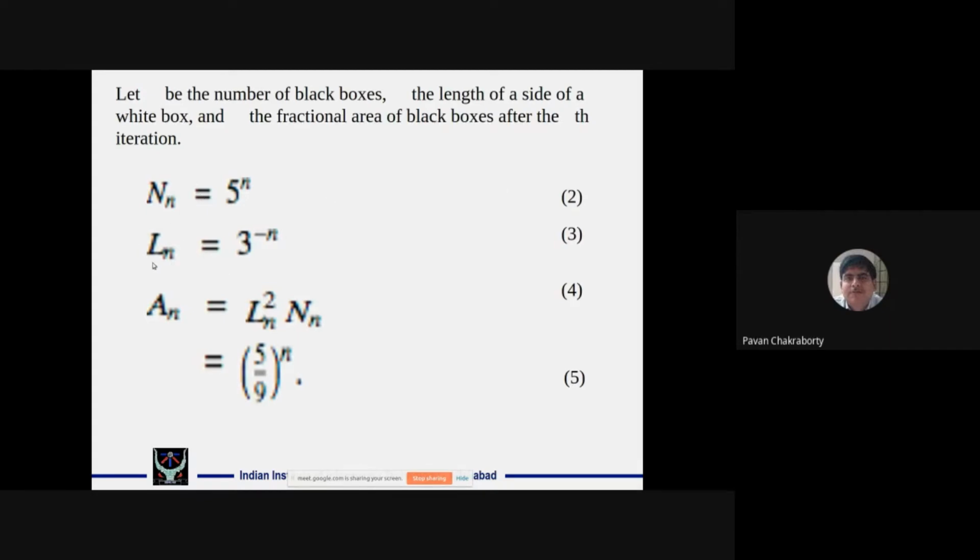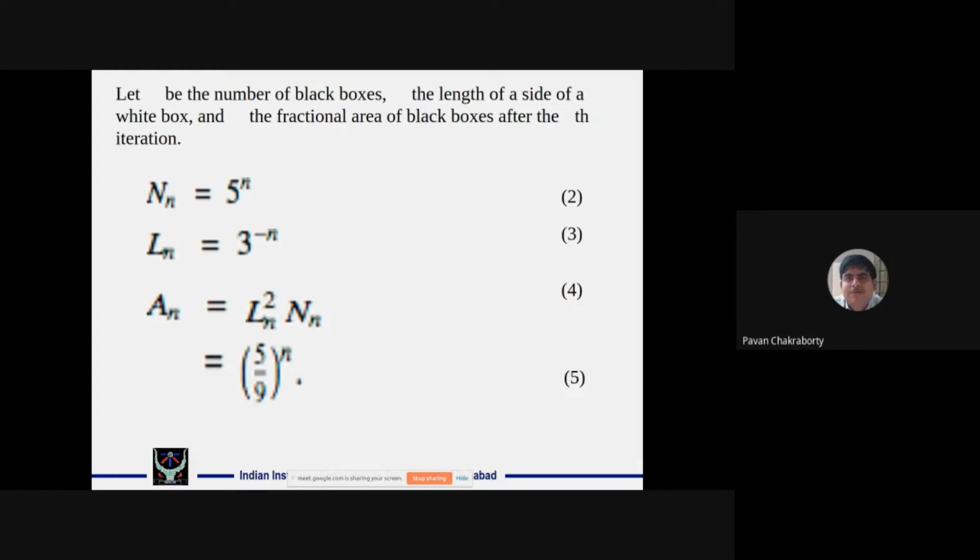Now the length factor, the length scale. You see that it is 3 to the power minus n. For n equal to 0, the initial stage, it is 1, that is the side of the parent square. Then for n equal to 1, it is 1 upon 3. Then again it is 1 upon 9. Then 1 upon 27. And it continues like that.